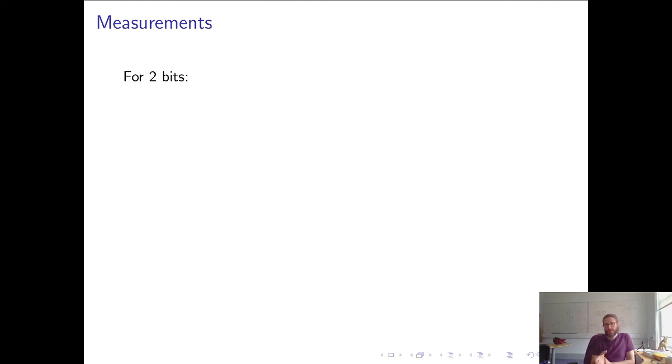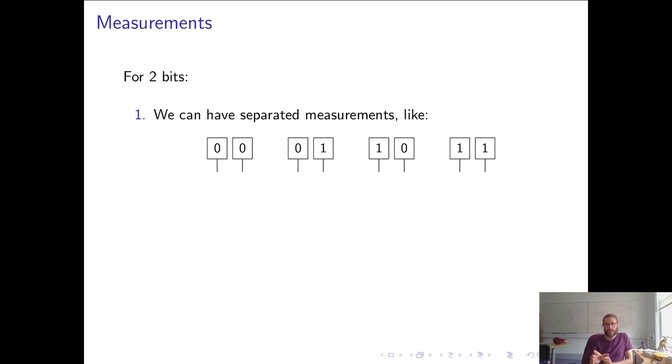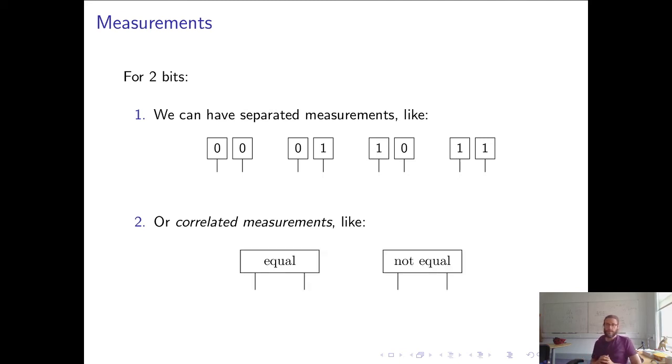But for 2 bits, just like for states, we could get correlated measurements. We could get correlated effects. An example of an uncorrelated or separated measurement is where I'm just measuring each of my bits and I can get one of 4 possible outcomes: 0,0; 0,1; 1,0; or 1,1. An example of a correlated measurement, a kind of question I could ask about a pair of bits, is: are these bits equal to each other? Then there are 2 possible outcomes, 2 possible effects. Either they're equal or they're not equal.